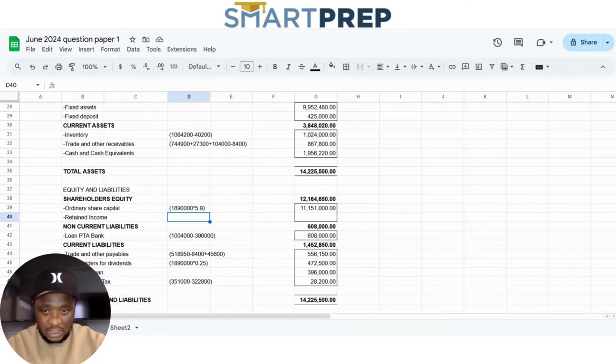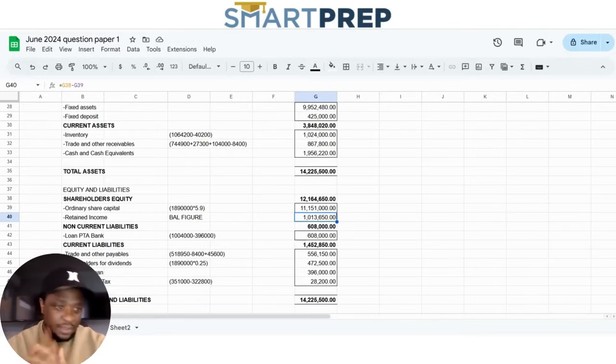So then now we can basically use the retained income as a balancing figure. So how we're going to do this, we're just going to say, well, 12 million minus the 11 million. And so that gives us just 1,013,650. And I think that pretty much concludes the statement of financial position. I think it was fairly straightforward. There were maybe some other things like that 8,400, which typically confuses people, but hopefully with the explanation that I gave, you understand it a little bit better.